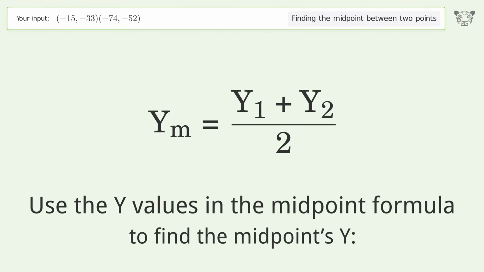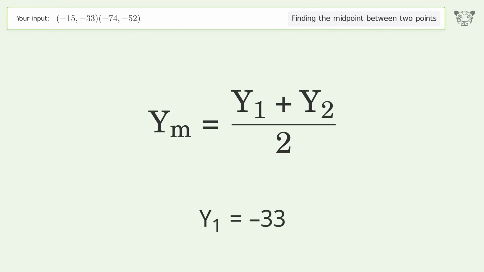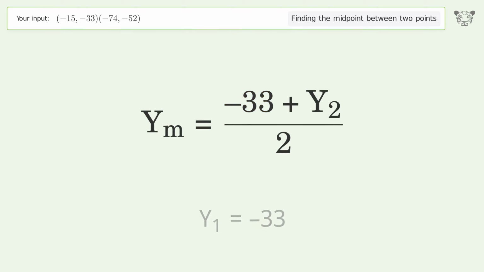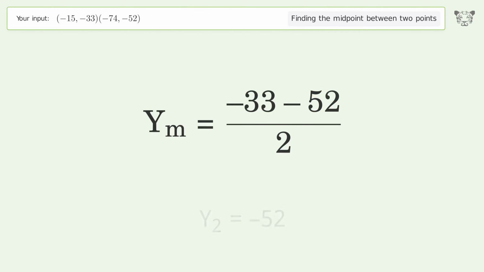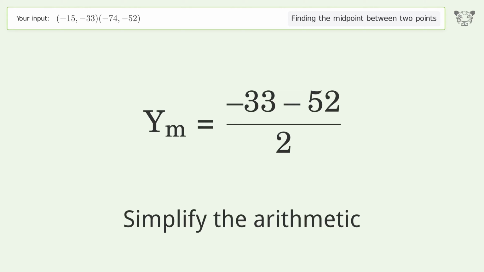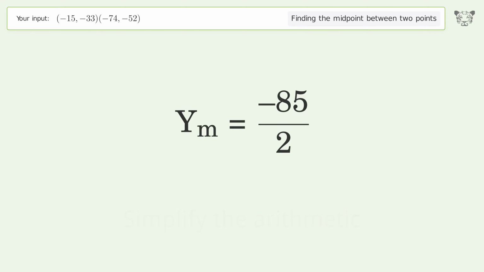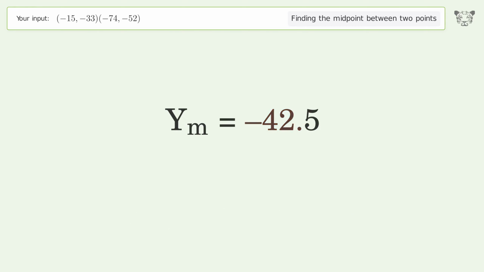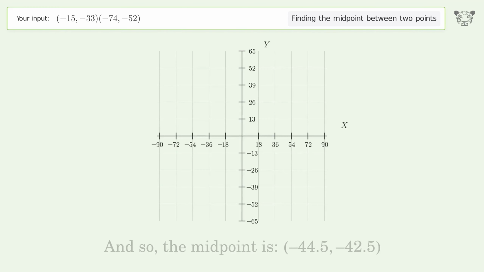Use the y values in the midpoint formula to find the midpoint's y. y1 equals negative 33. y2 equals negative 52. Simplify the arithmetic. And so, the midpoint is negative 44.5, negative 42.5.